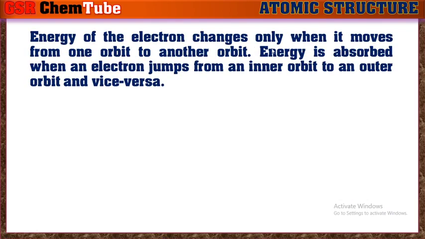Energy of an electron changes only when it moves from one orbit to another orbit. Energy is absorbed when an electron jumps from an inner orbit to an outer orbit, and emitted vice versa.